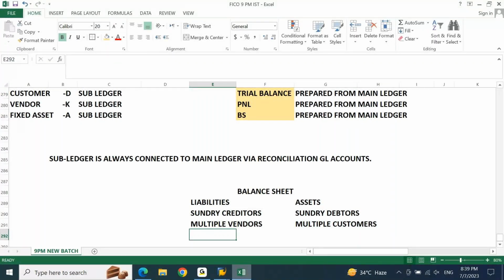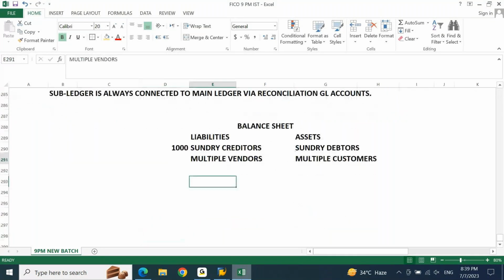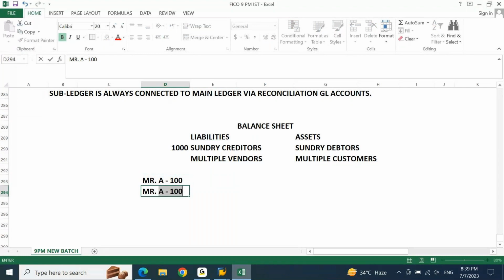If I am talking about sundry creditors or multiple vendors, I want to know the detailed breakup. If I say that my sundry creditor value is 1000, 1000 is my liability to the creditors. Who are those creditors to whom we need to pay? Then I may have to open a list and tell: to Mr. A I need to pay 100, to Mr. B I need to pay 200, like this, to Mr. H I need to pay 300. Correct?